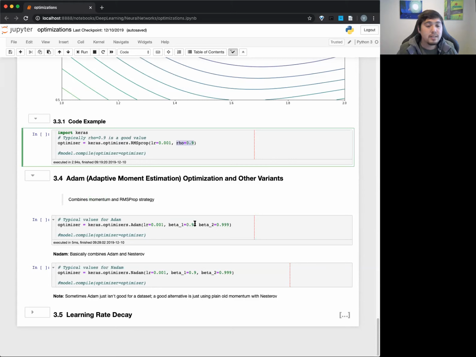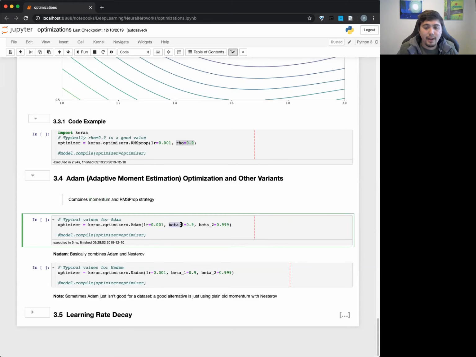Okay, so in general, these are pretty decent values. You can see 0.9 and 0.999. Those don't really need to be changed too much. You can try to play around with them if you like, but they're not something that you typically search over. It's not something to do a grid search over.